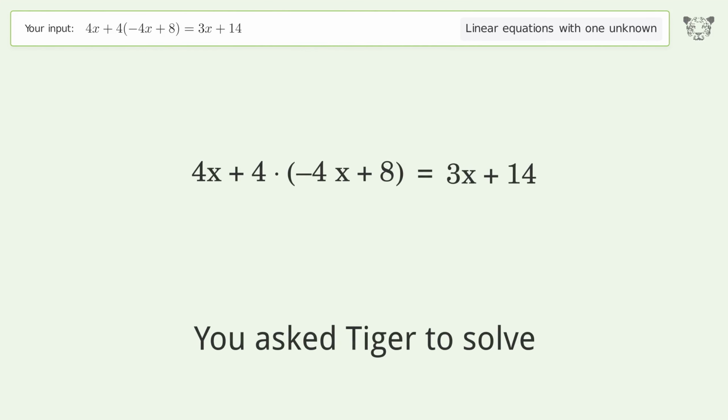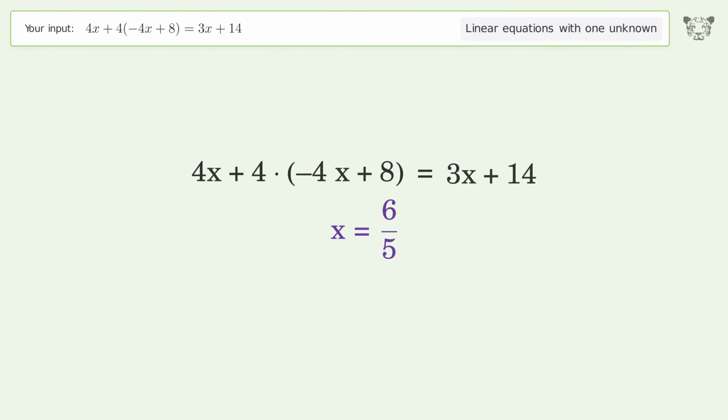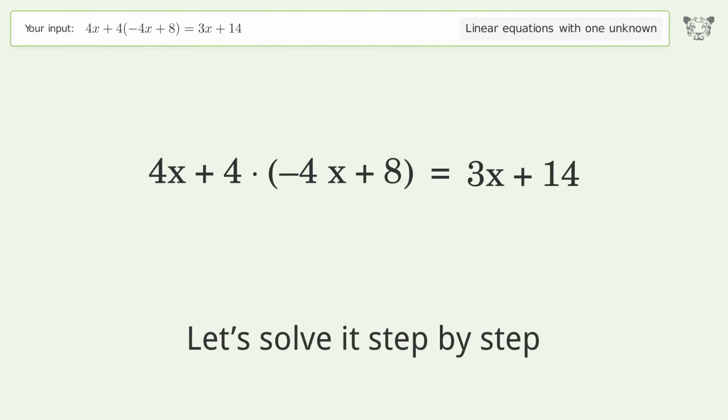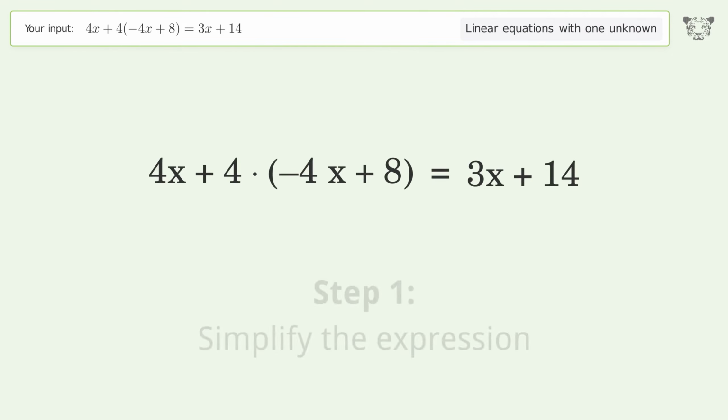You ask Tiger to solve this. It deals with linear equations with one unknown. The final result is x equals 6/5. Let's solve it step by step. Simplify the expression. Expand the parentheses.